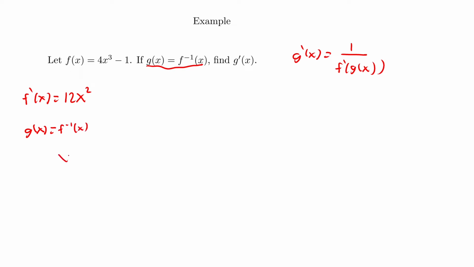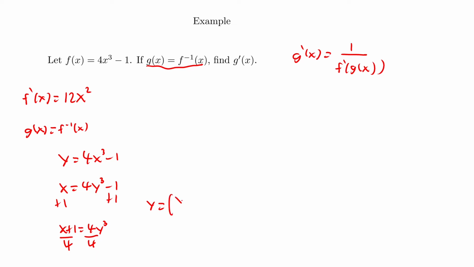The way in which we find it is that we write our original function, which is y equals 4x cubed minus 1. And what we need to do is switch the x's and the y's. So if I switch the x's and the y's, and then solve for y, that will give me my inverse function. So we're going to add 1 to both sides. Again, this only works if the function we're dealing with is one-to-one, but this will leave us with y equals the cube root of x plus 1 over 4.